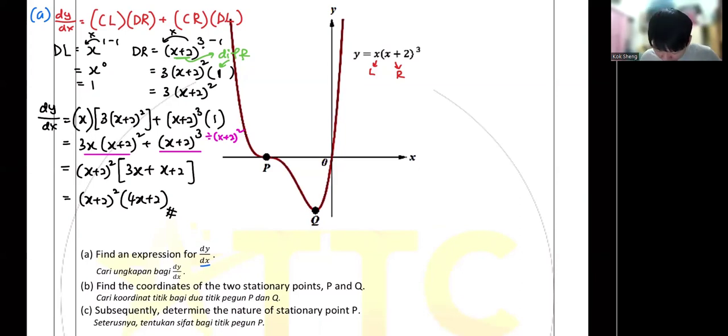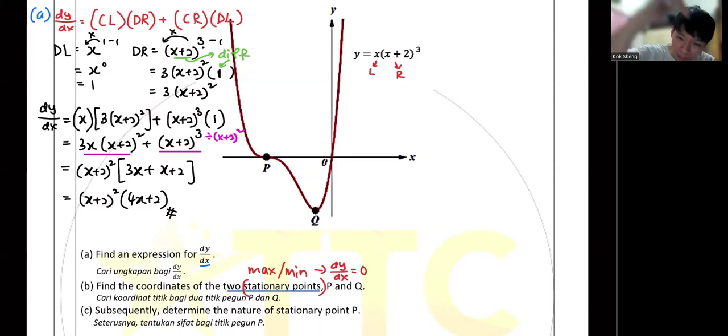Okay, B, next one. Find the coordinate of two stationary points, P and Q. So just like we did in the similar question, right? Stationary point got one hidden formula. Stationary stands for maximum, minimum. So the dy over dx equals 0. Okay. So yes, and now we already have the dy dx from part A. So now we can sub in the 0 into the dy dx. So then later we can find the points ready.